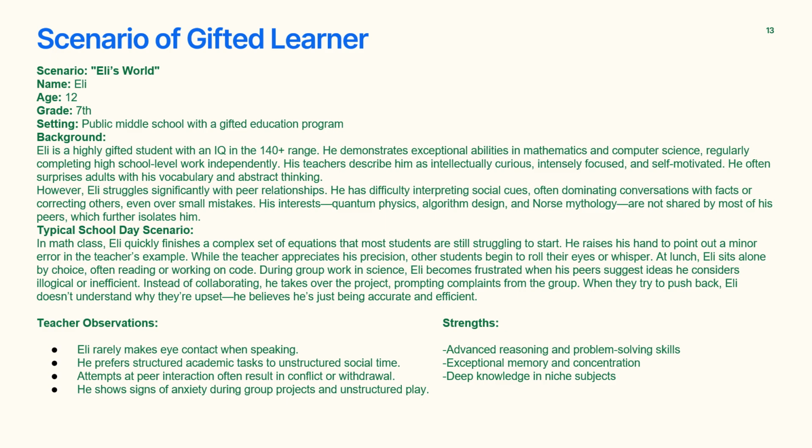However, Eli struggles significantly with peer relationships. He has difficulty interpreting social cues, often dominating conversations with facts or correcting others, even over small mistakes. His interests, quantum physics, algorithm designs, and Norse mythology, are not shared by most of his peers, which further isolates him. In a typical school day, we see Eli in his math class.